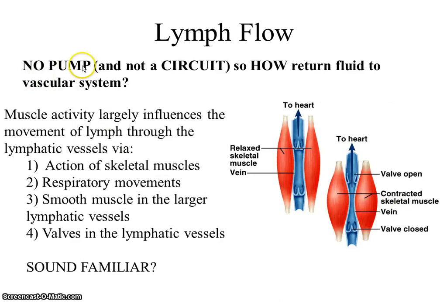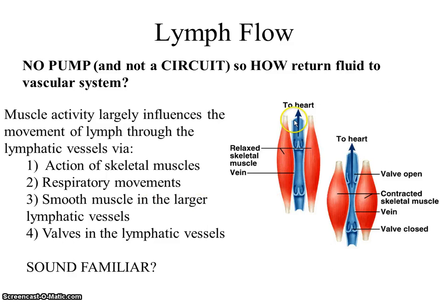There isn't a pump, no heart that is the center of this lymph system. It's not a circuit, so return depends on action of skeletal muscles, shown in this cartoon. Respiratory movements, so inhaling and exhaling, and the change in pressures that occur, with inhaling increasing pressure in the abdominal cavity and decreasing it in the thoracic. And then valves that really catch the fluid if it starts to flow back. Smooth muscle is also in the larger lymph vessels.